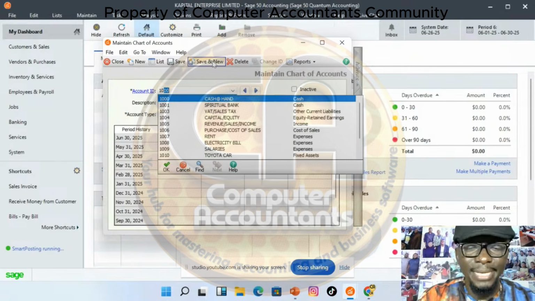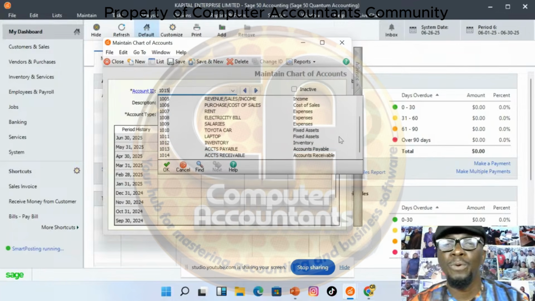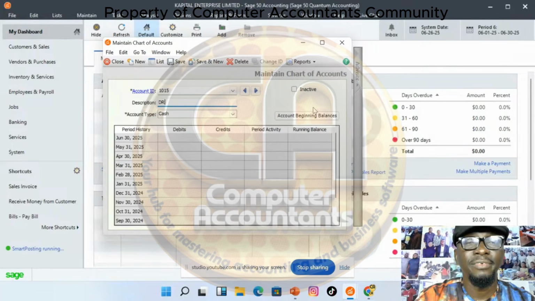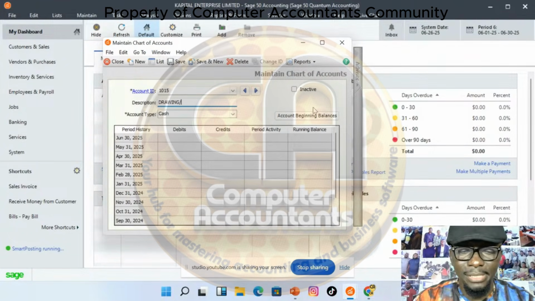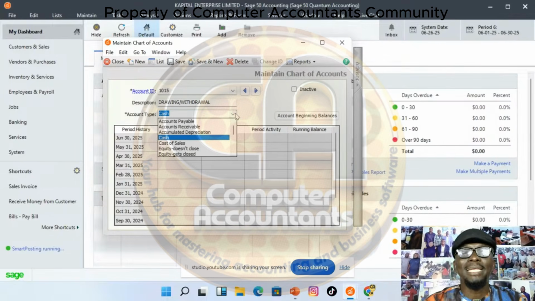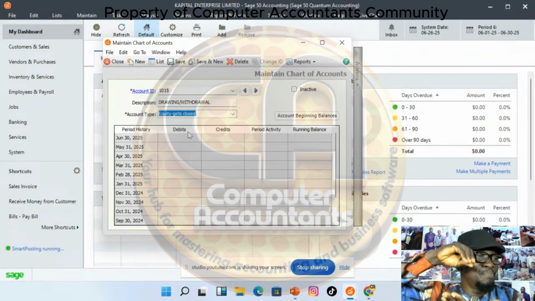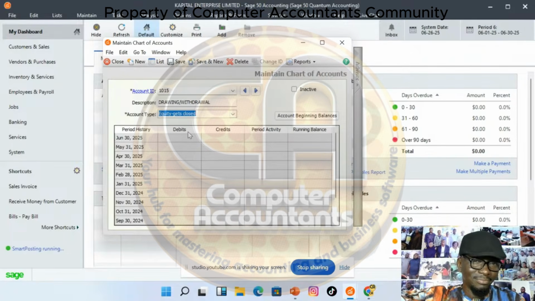Then last on the list is drawings. Okay, so we have drawings, drawer. So whatever name, drawings or withdrawal, whatever name you want to give it or your company assigns, it works. Now it falls under equity and gets closed. I told you it is only reported in the period it was drawn. The software cannot even allow you to carry it over.